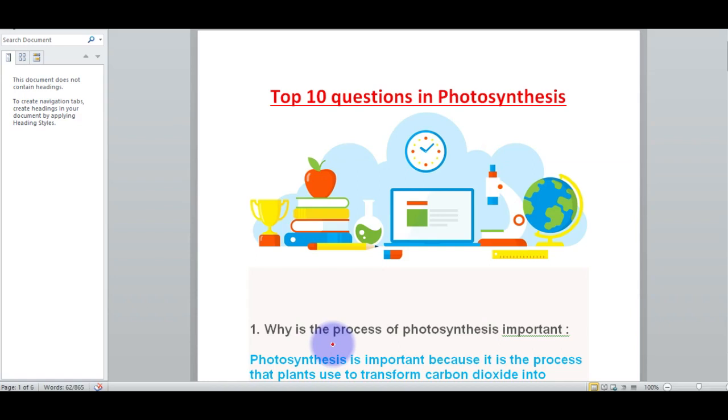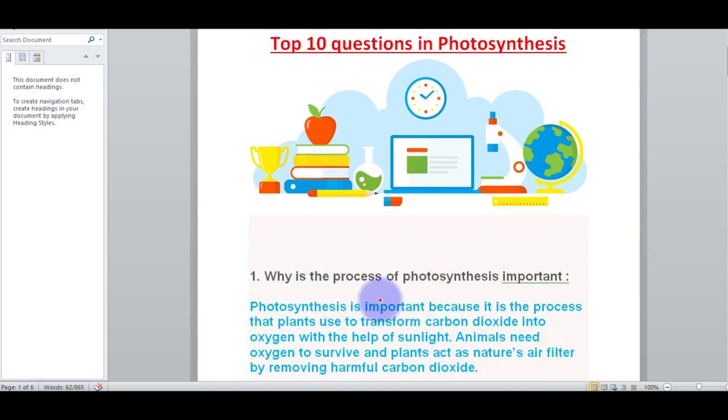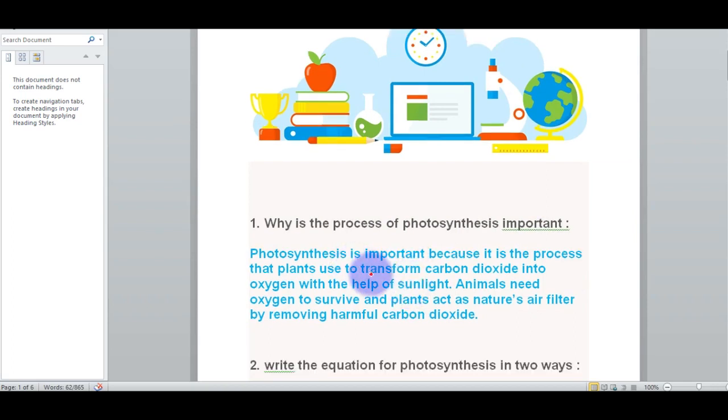So today we're going to be sharing with you the top 10 questions and answers on the topic of photosynthesis. The first question we have for you is, why is the process of photosynthesis important? This is the response.